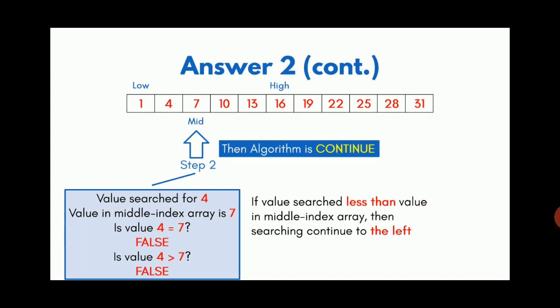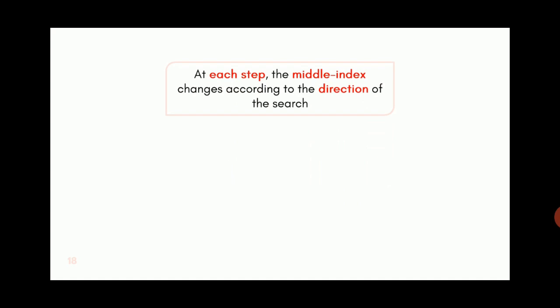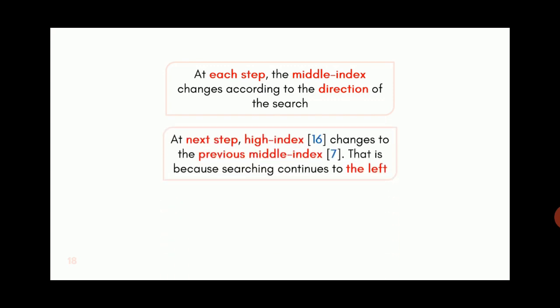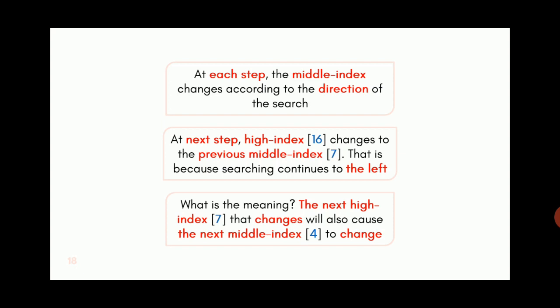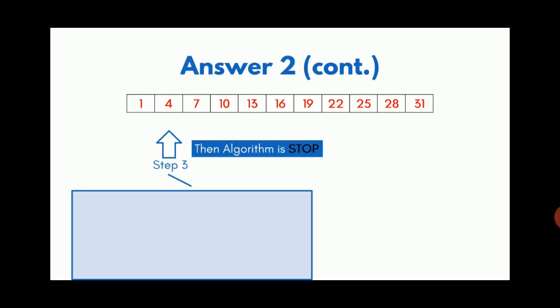Middle of left. That means the same steps are repeating again. At each step the middle index changes according to direction. That means we will go to the left hand side again. Okay, and next the higher index 16 is shifted to the middle, that is 7. Okay, middle, that is 7. Because of that we have to search for the key value in the left hand side. So the next higher is 7, and then we find the new middle.